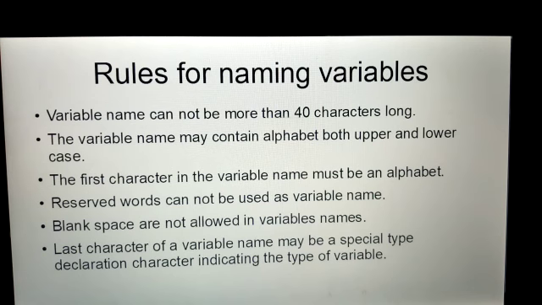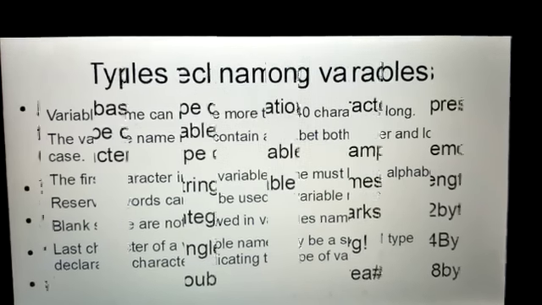Blank spaces are not allowed in a variable name. It means that if you give the variable name ab is equal to 3, you can't write a gap b is equal to 3. So blank spaces are not allowed. The last character of the variable name may be a special type declaration character indicating the type of variable. In the next slide, you will learn the type declaration characters.